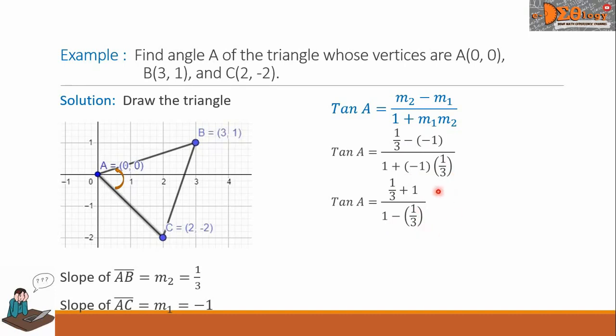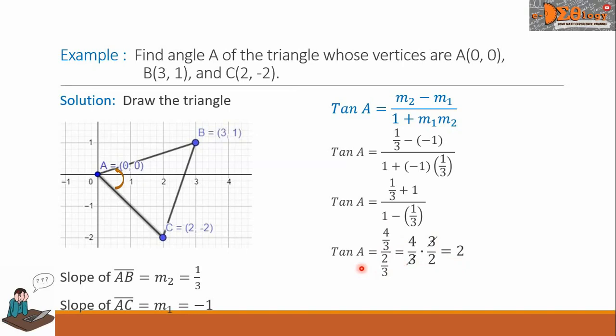Simplifying further, the numerator 1/3 plus 1 becomes 4/3, and in the denominator 1 minus 1/3 is 2/3. For this complex fraction, we may write this to be 4/3 times 3/2. And then let us cancel this 3 and the 3 in the denominator. Then let us divide 4 by 2. The answer is 2. This is our tangent A.